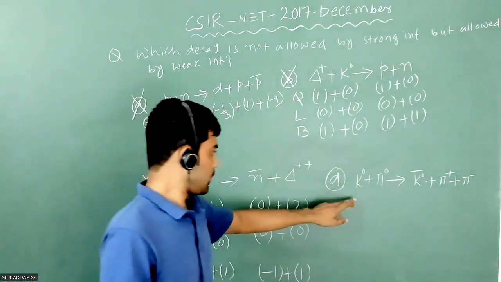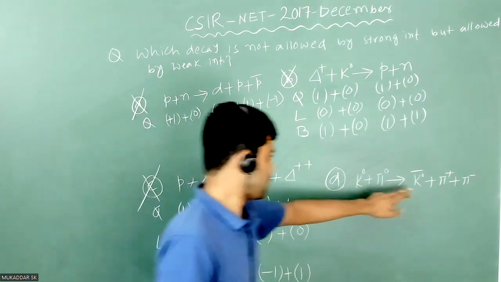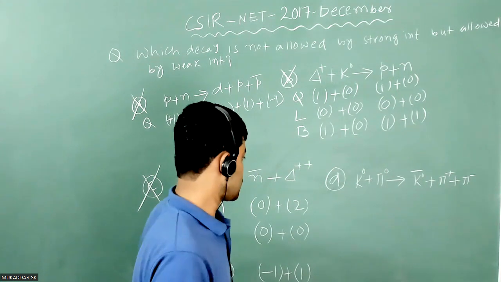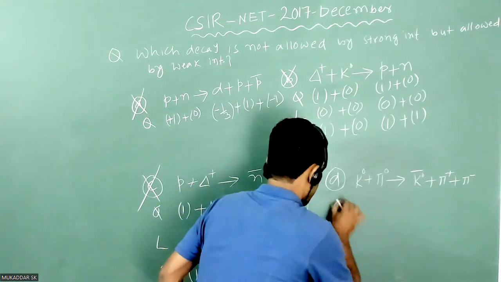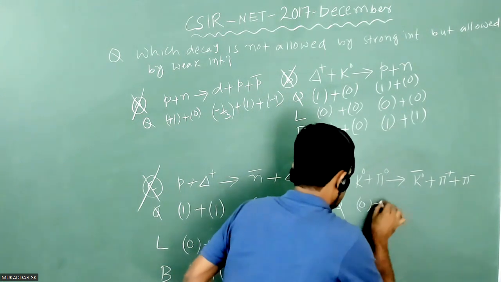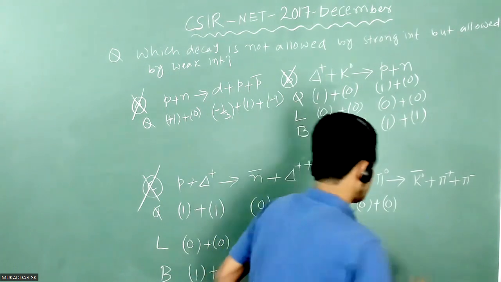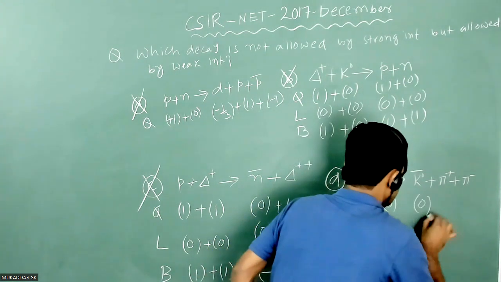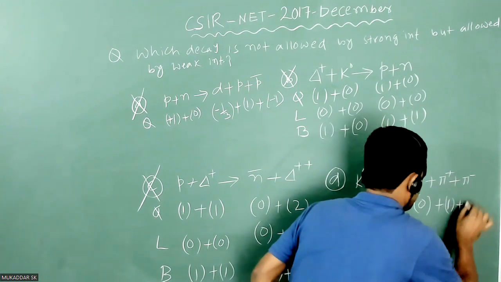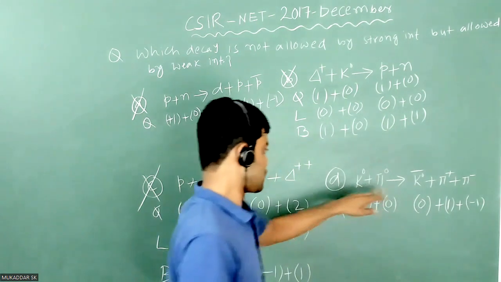Now we'll check decay D, that is K0 plus pi 0 goes to K0 bar plus pi plus plus pi minus. Okay, so let us check charge conservation. For K0, this number will be 0. For pi 0, again this number will be 0. For K0 bar, this number will be 0. For pi plus, it is +1. And for pi minus, it is -1. So it means charge is conserved.